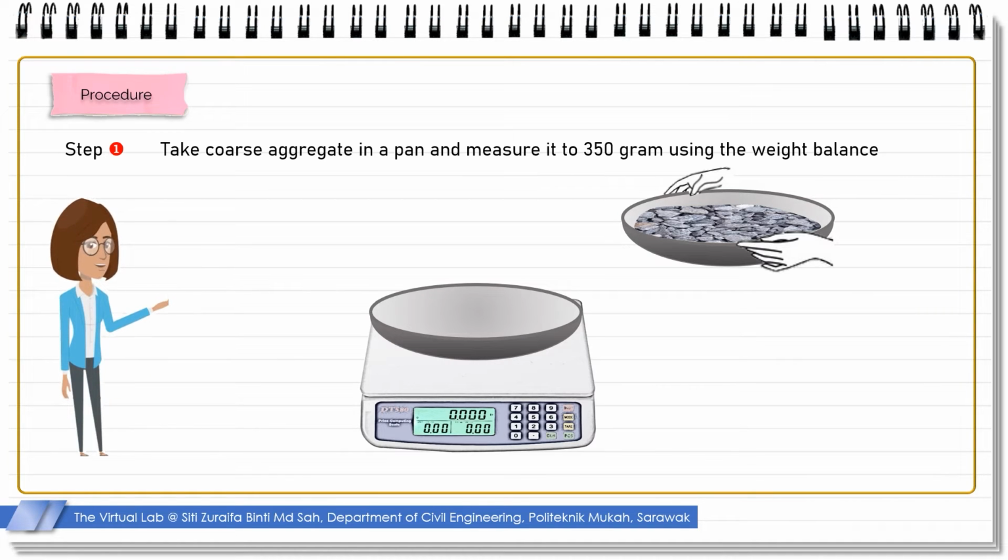Step 1. Take coarse aggregate in a pan and measure it to 350 gram using the weight balance. It shall be clean and dry, washed if necessary, but it must not be dried for longer than 4 hours nor at a temperature higher than 110 degrees Celsius.